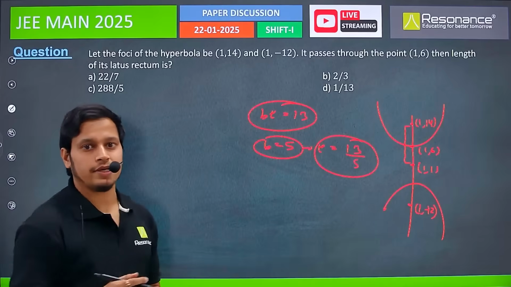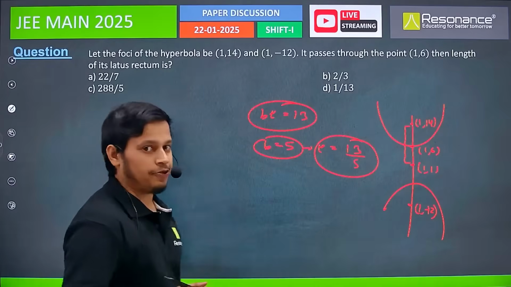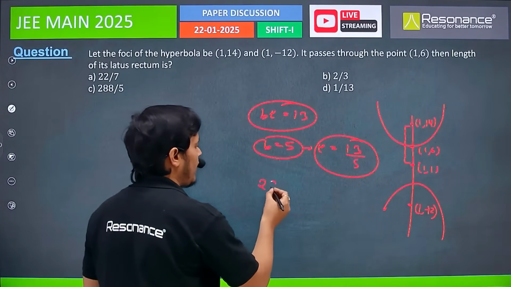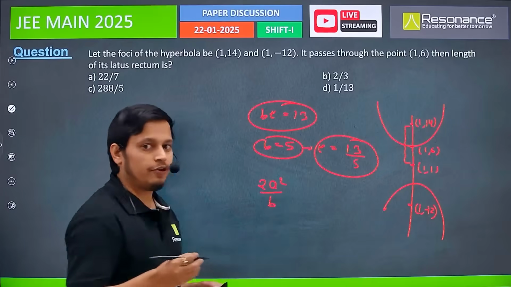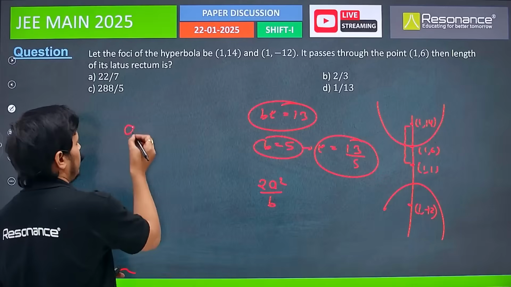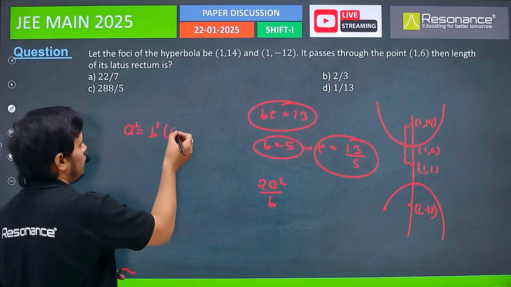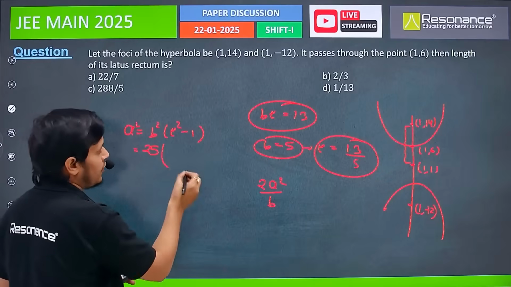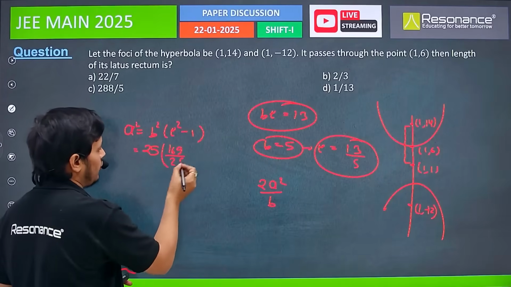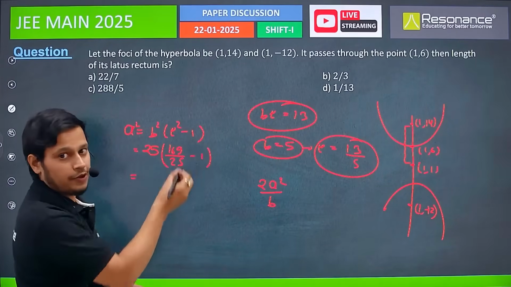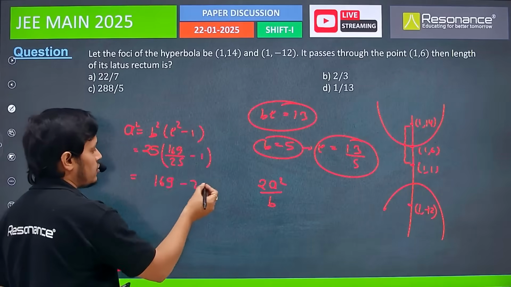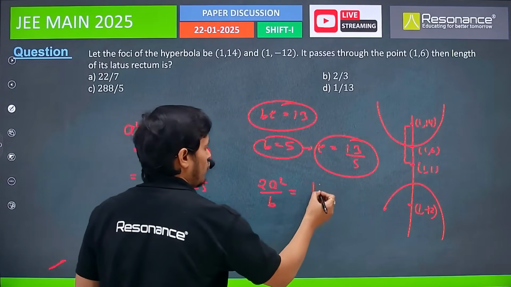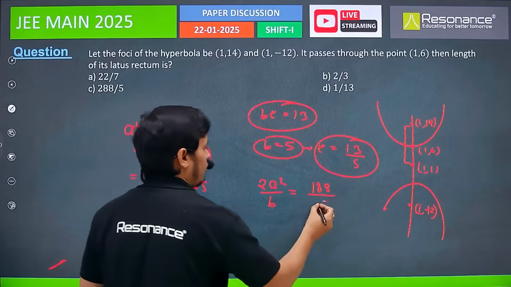Now actually what they are asking? They are asking the length of its latus rectum. To get the length of the latus rectum in vertical form, that is 2a square by b. So you need the value of a square also. Let me find here. A square can be written as b square into e square minus 1. Now b square is 25. E square is equal to 169 by 25 minus 1. If you multiply by 25, you will get 169 minus 25, that is equal to 144. So 2a square is 288 by b. B is equal to 5.